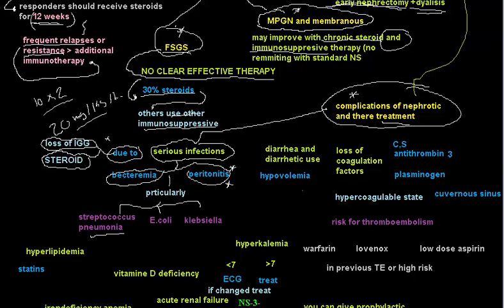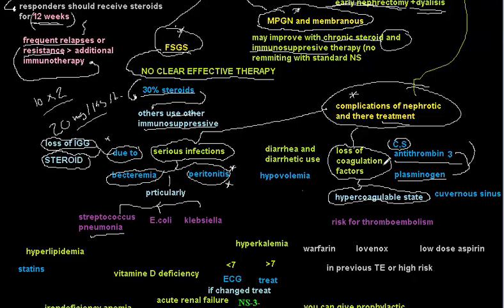The loss of coagulatory factors like protein S, protein C, and antithrombin III, plasminogens, will lead to a hypercoagulable state, because these factors normally prevent coagulation. If we lose these factors, we will have a hypercoagulable state. We may have cavernous sinus ischemia or hemorrhage. This will lead to increased risk of thromboembolism.